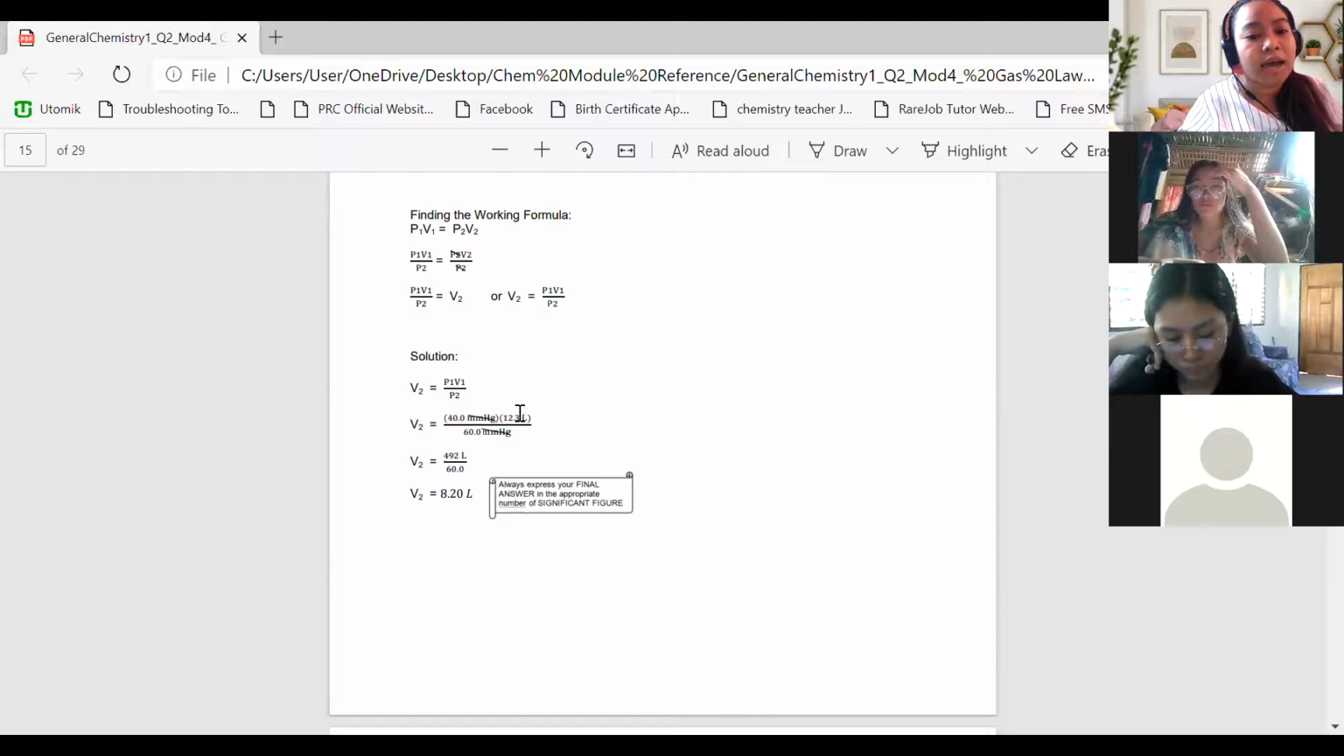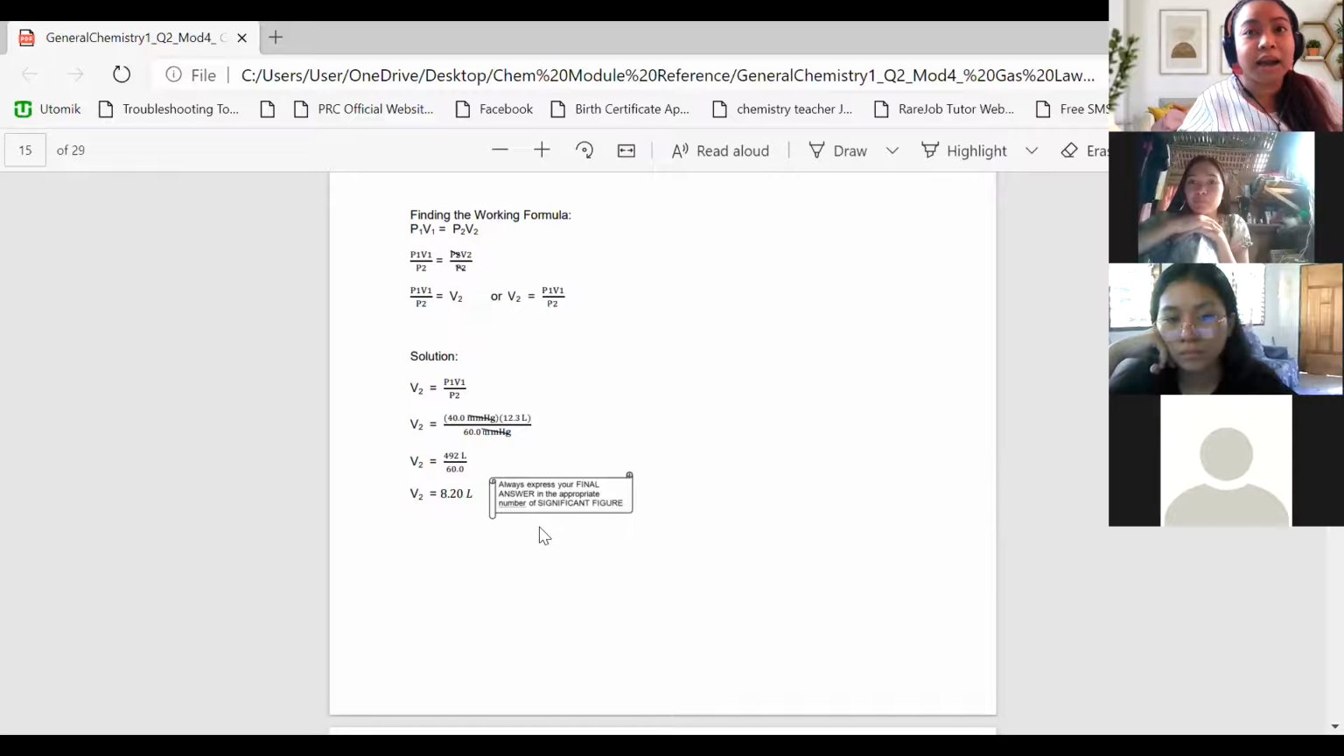Kung diri bitaw sa taas, ayaw sa mo pag-round off kung naa pa mo buhaton. Dito na mo pag-round off sa inyong final nga answer. Kaya siguraduha ma-express ninyo siya sa same number of significant figures.